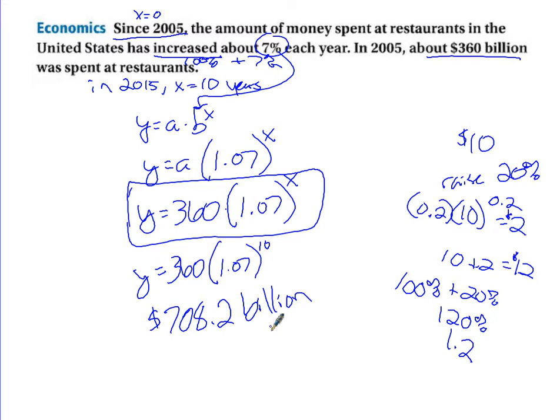So $708.2 billion. Is that more than we were spending in 2005? By a lot? By a huge amount. Almost double what we were spending in 2005 compared to now.